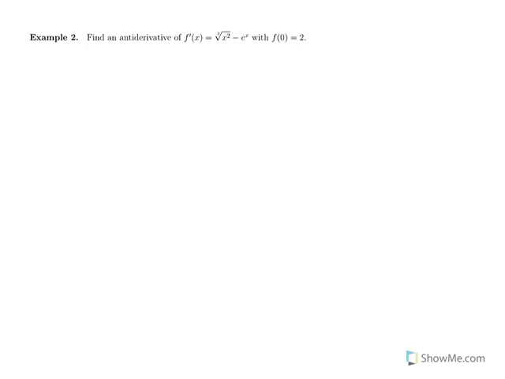All right, different kind of problem now. Find an antiderivative of f prime equals cubed root of x squared minus e to the x with f of 0 equals 2. And we're going to deal with that f of 0 equals 2 at the end of the problem. So first, let's find an antiderivative of that function. That means that I'm going to take the integral of that function, cubed root of x squared minus e to the x. That's the same thing as x to the 2/3 power minus e to the x.